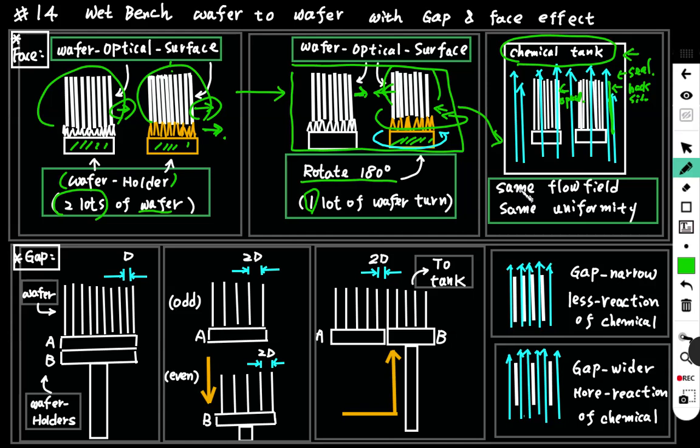So now the result, the same flow field of the chemical tank. We got the same uniformity with two lots. And a gap effect.